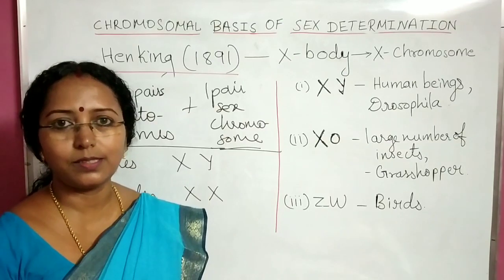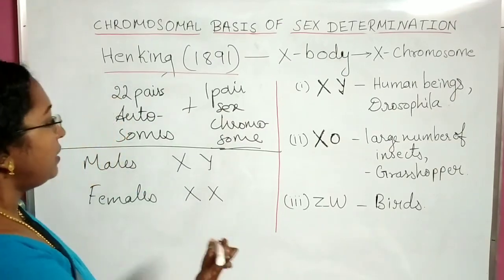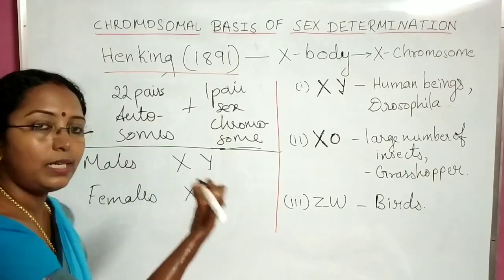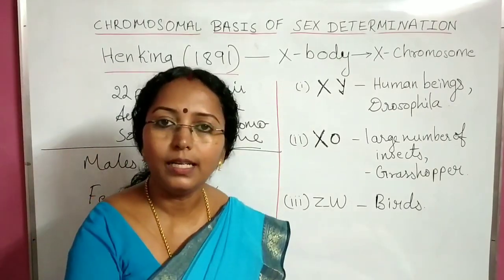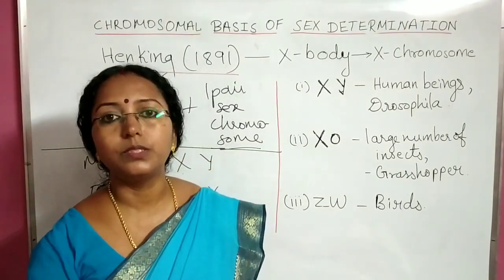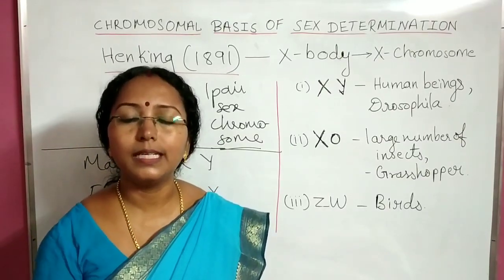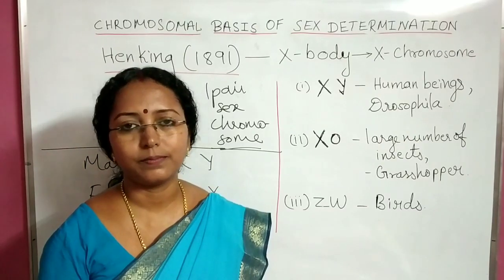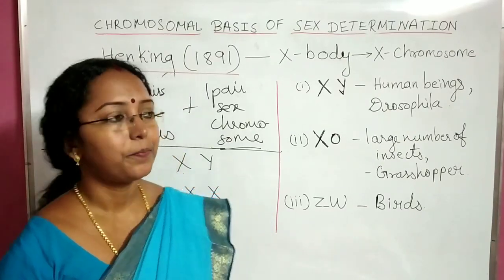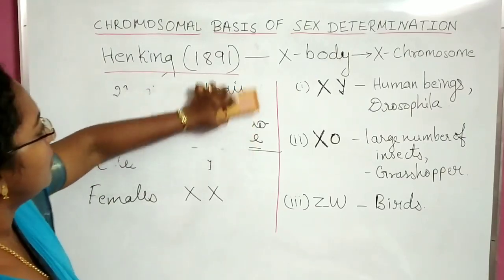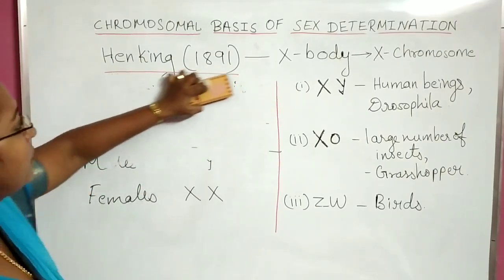I hope you got this. So if in an individual's body that last pair of sex chromosome is XY type, the individual is male. If it is XX type, the individual is female. The rest 22 pairs of autosomes are same in males and females. Got it? Now let us see the gametes formed.